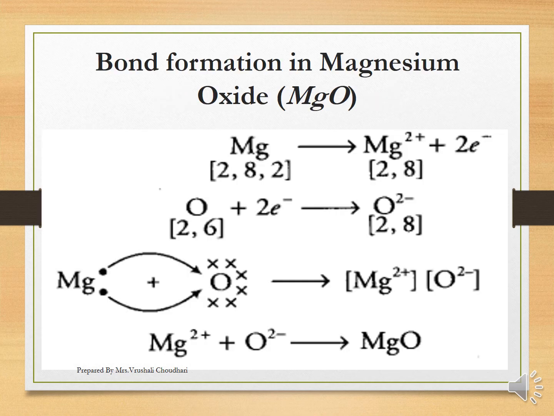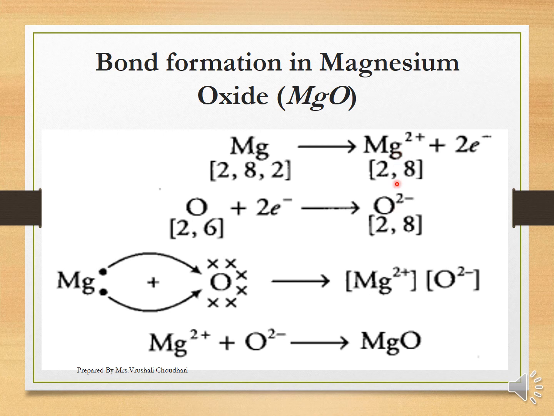Here we understand better. This is the magnesium. It is losing these 2 electrons to form Mg2+, which has an octet configuration. Oxygen is gaining 2 electrons. So negative charge is increased, but as the configuration is 2, 8, the octet rule is satisfied and it forms an anion.